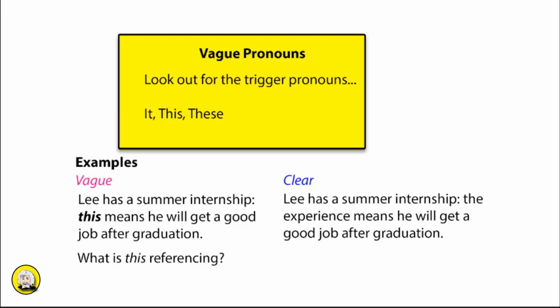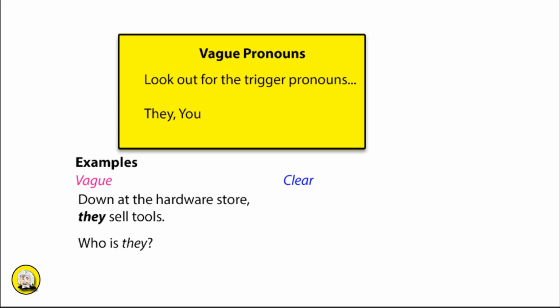"Lee has a summer internship, the experience means he will get a good job after graduation." So now "this," a vague pronoun, is replaced with exactly what the author means in this sentence.